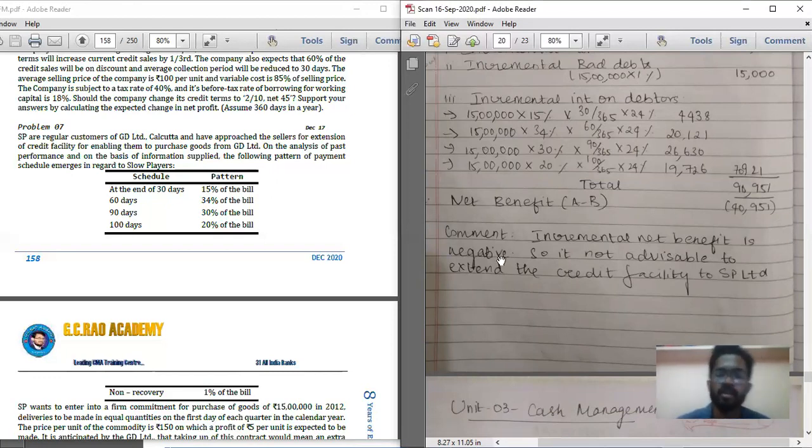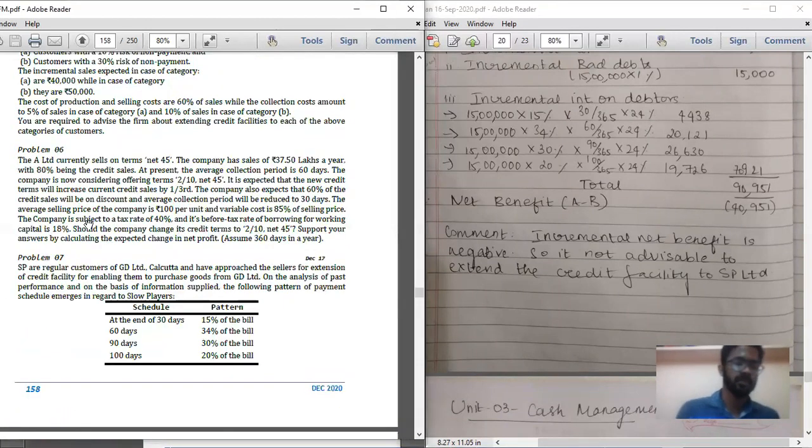So below that, record the comment: incremental net benefit is negative. So it is not advisable to extend the credit facility to SP Limited. So with this we have completed this.